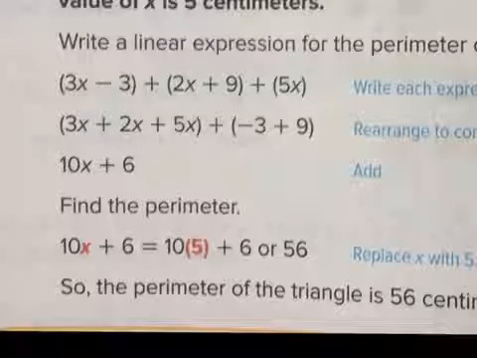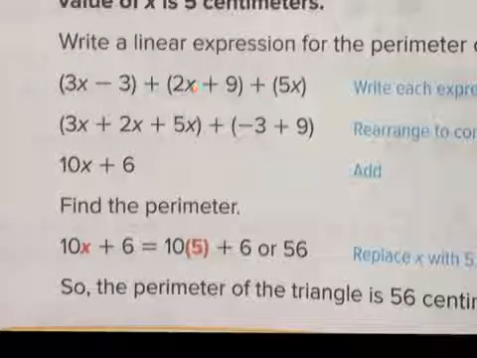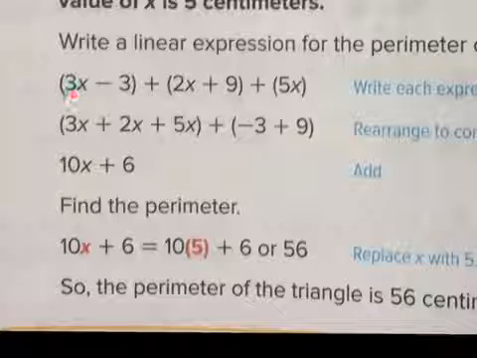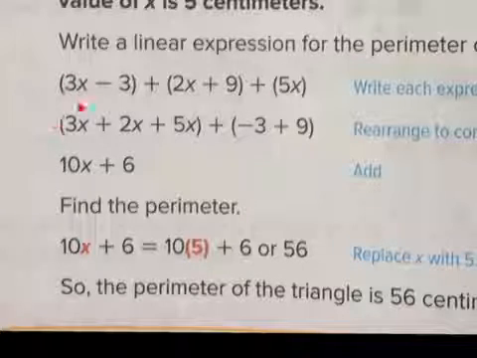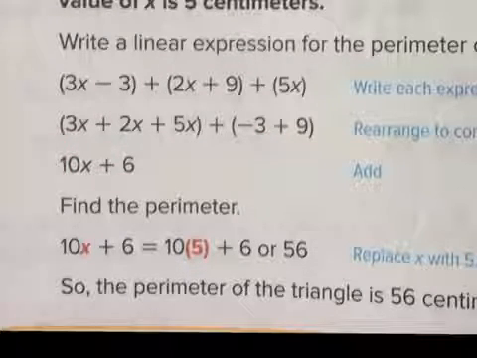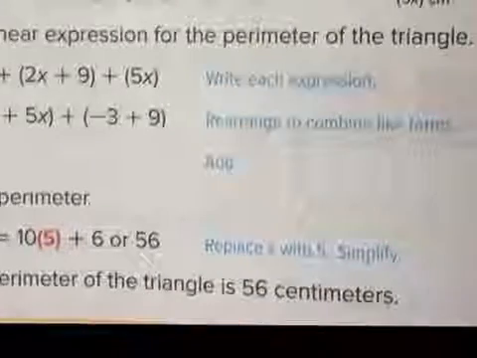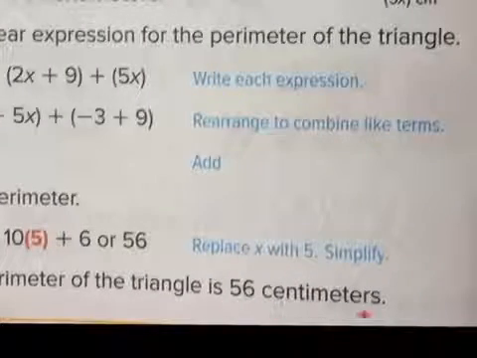So the book has written them out like that, and now we can use associative property to put the coefficients together right there. And we have 3x plus 2x plus 5x equals 10x, and then negative 3 plus 9 is 6. And we can replace this x now with the 5, so that we have 10 times 5 is 50, plus 6 equals 56. So the perimeter is 56 centimeters.